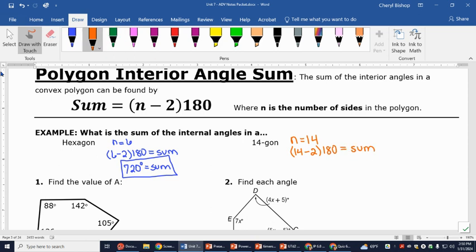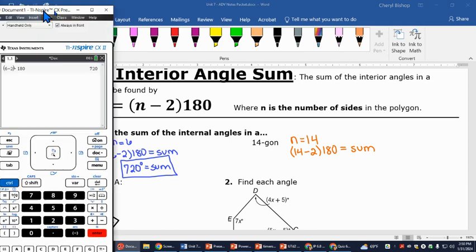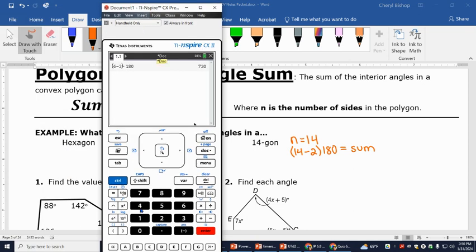When I solve this one, I'm going to grab my calculator, and I'm going to do 14 minus 2, oops, I forgot my parentheses, 14 minus 2, or you can just do 12 in your head, times 180, and that's going to give me 2160. So 2,160 degrees is what all 14 of those angles in my 14-gon would add up to.